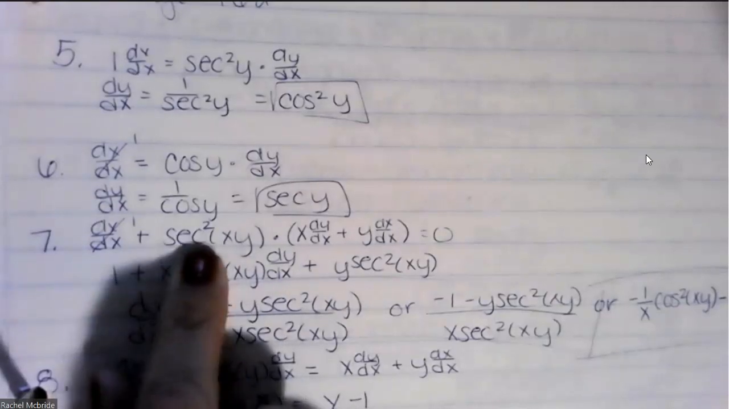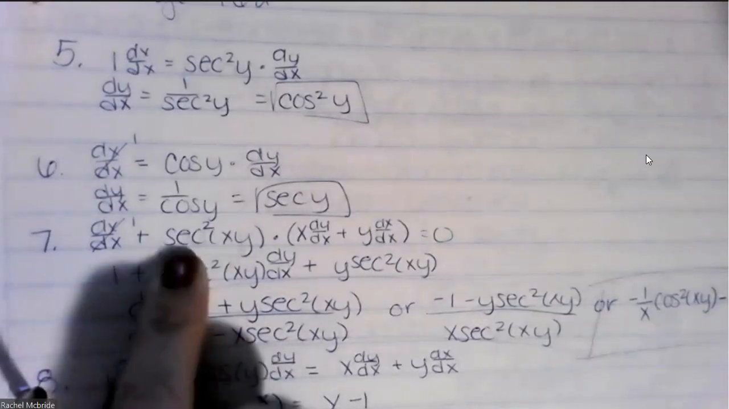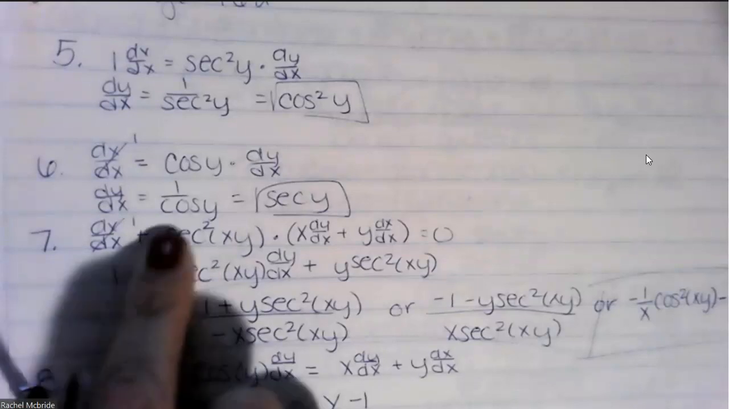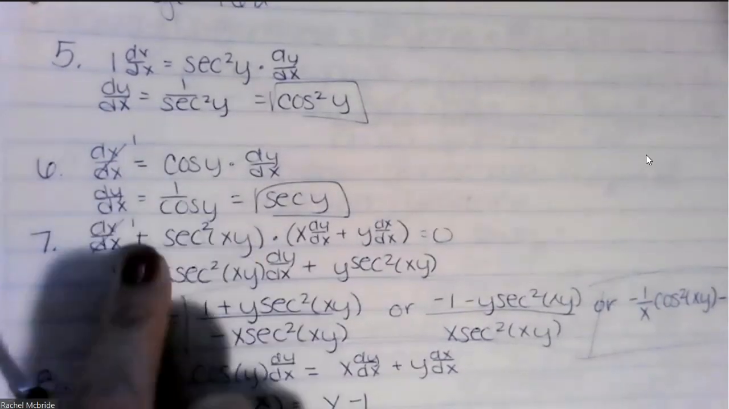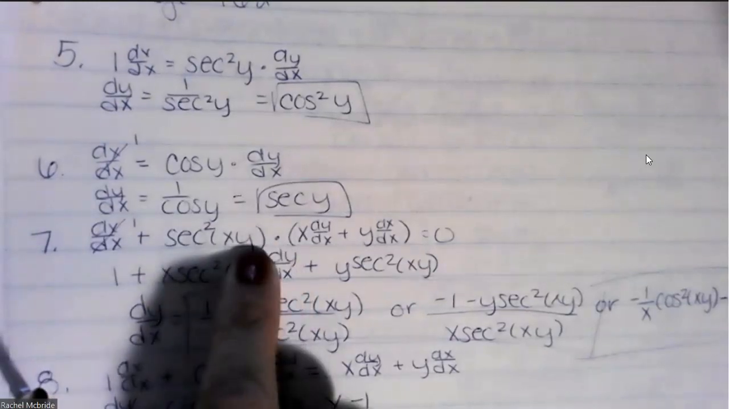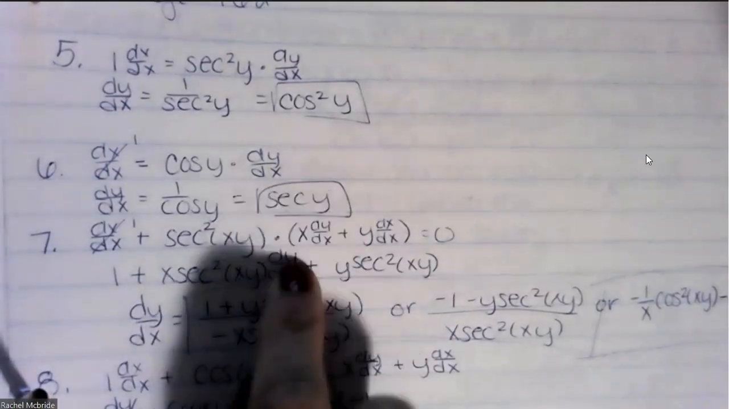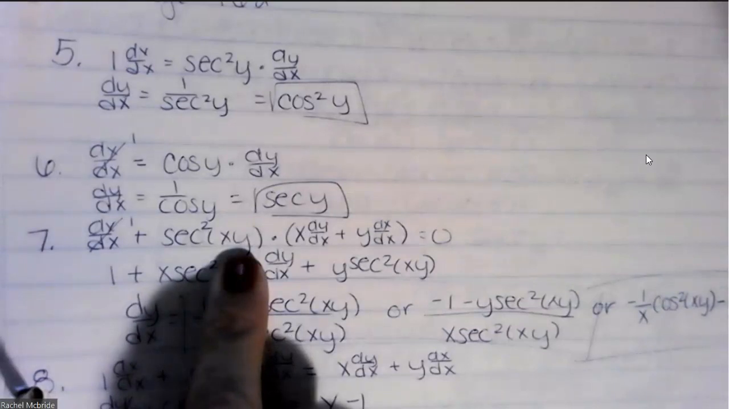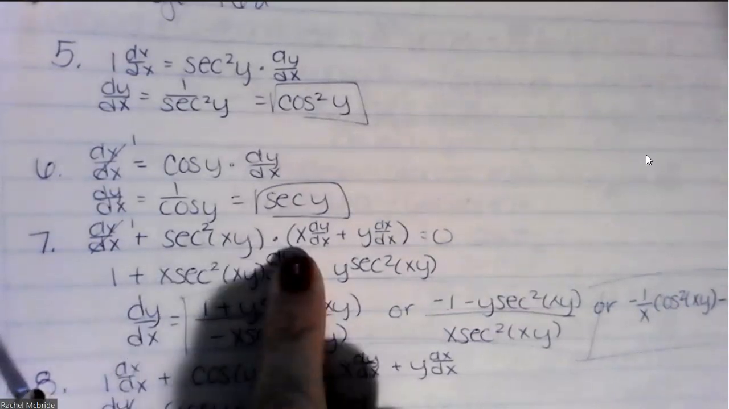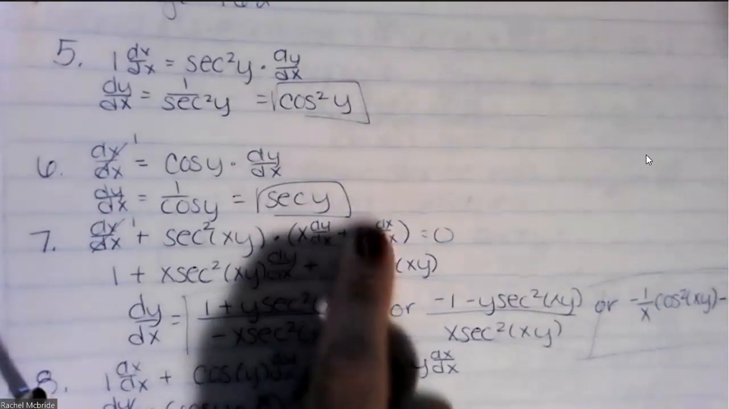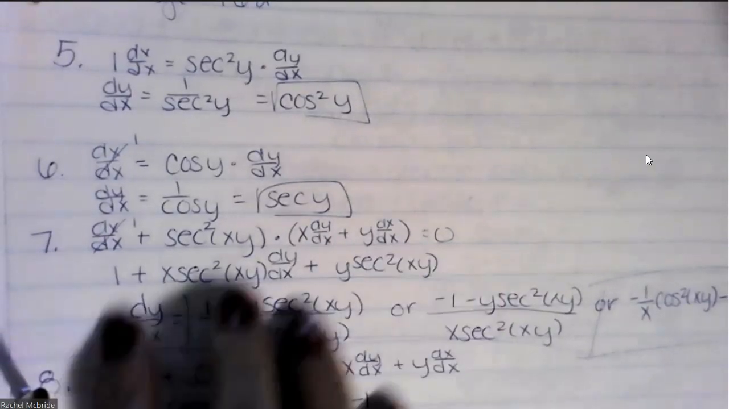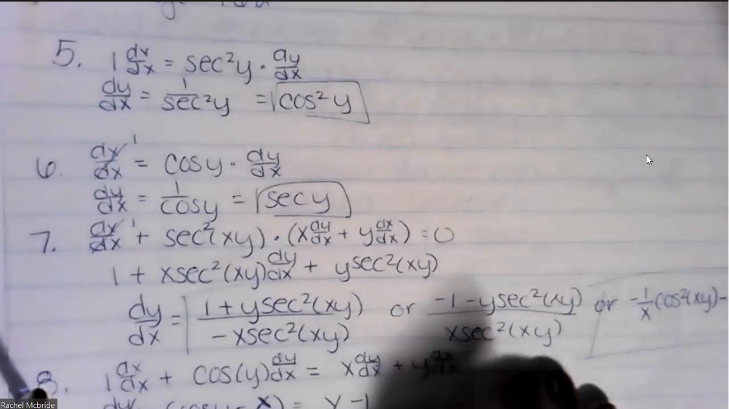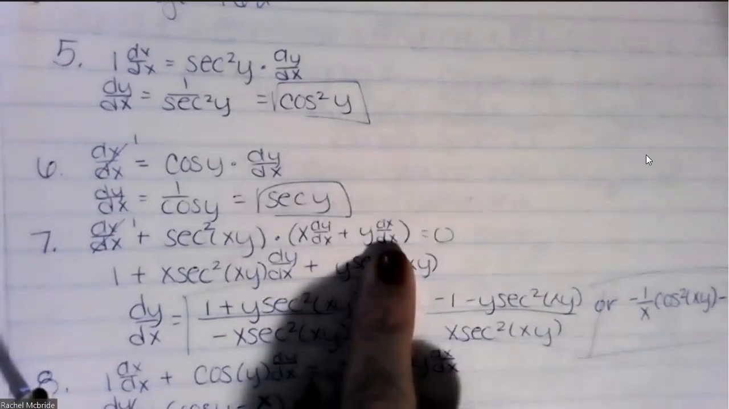Here we have the chain rule and implicit combined. The chain rule says you take the derivative of the outside first, and in this case the derivative of tangent is secant squared xy. And then it's the derivative of the inside of that tangent xy, which gave you x dy/dx plus y dx/dx equals 0.